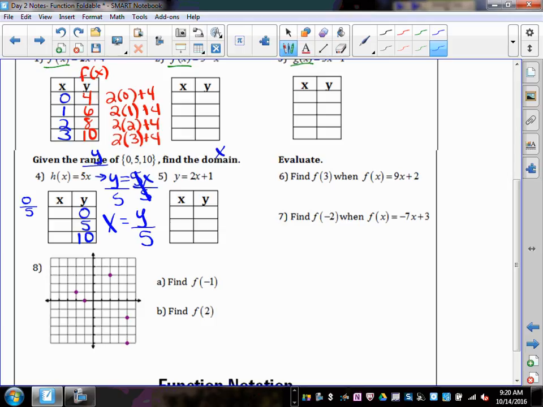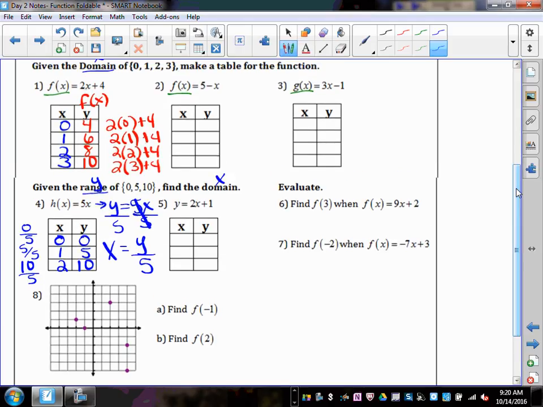Yeah, if I have 0 cookies to share with 5 people, each person gets 0 cookies. Now put 5 in for y. 5 divided by 5? 1. Okay. Now put 10 in for y. 10 divided by 5? 2. Up here, it was already in the form y equals. We wanted y. It was already solved for y. Down here, we needed x, so we had to first solve for x before we put it in.